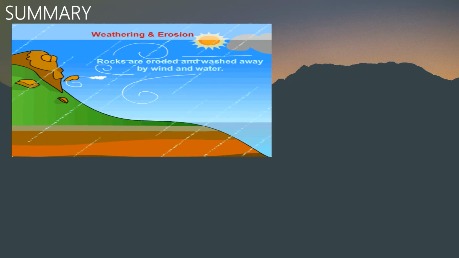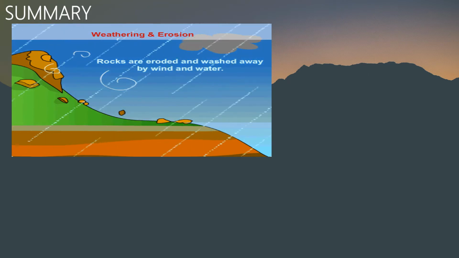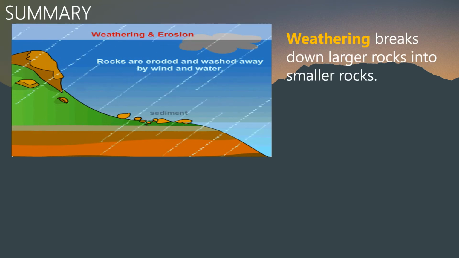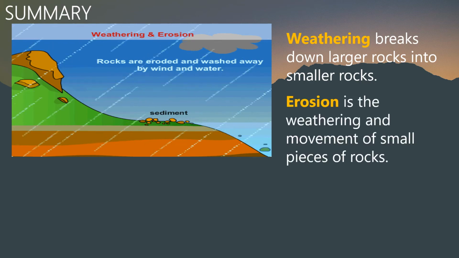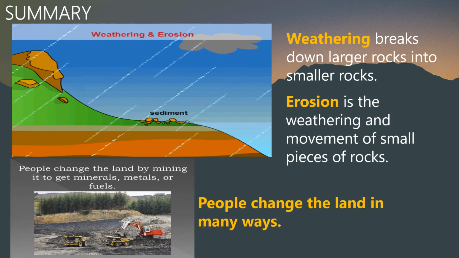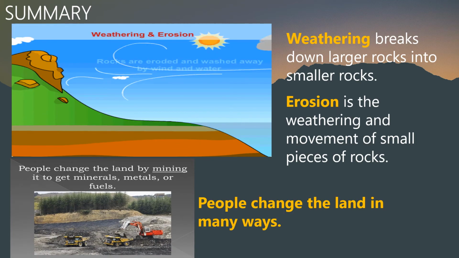Okay, let's sum up today's lesson. Remember, weathering breaks down larger rocks into smaller rocks. Erosion is the weathering and movement of small pieces of rocks. And people change the land in many ways.